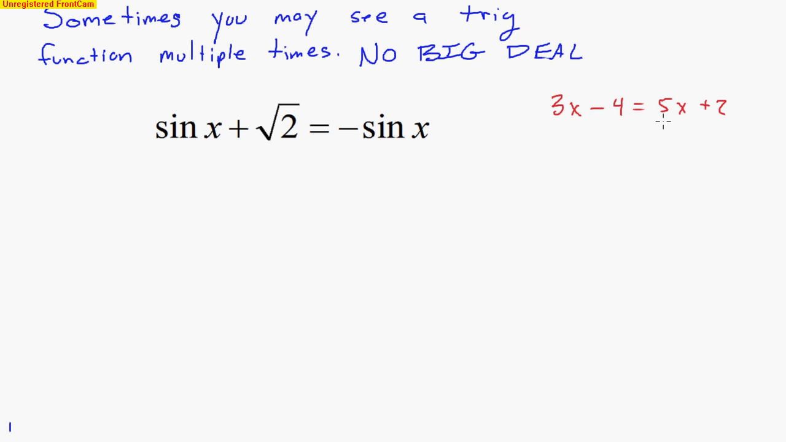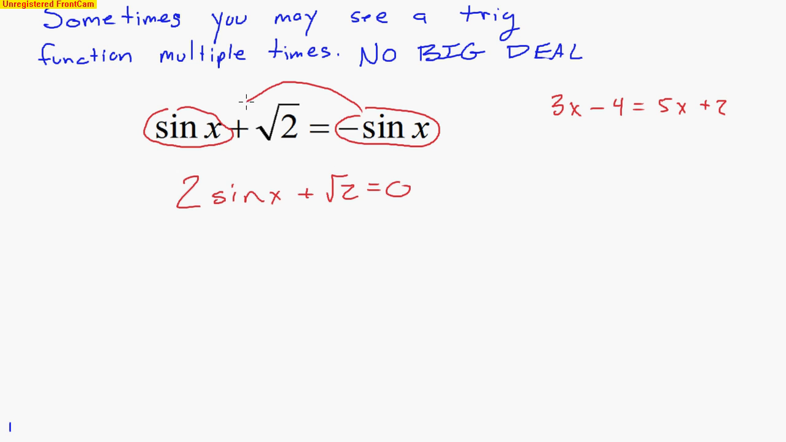All you got to do is be able to combine variables. So I have the same problem here. I have a sine on both sides. This should not be a concern. All I got to do is move them all to one side. So I'm going to take this minus sine right here, and I'm going to add it over. So when I add that over, I get 2 sine of x plus radical 2 equals 0. All I did was add this sine over to here and combine it with this like term.